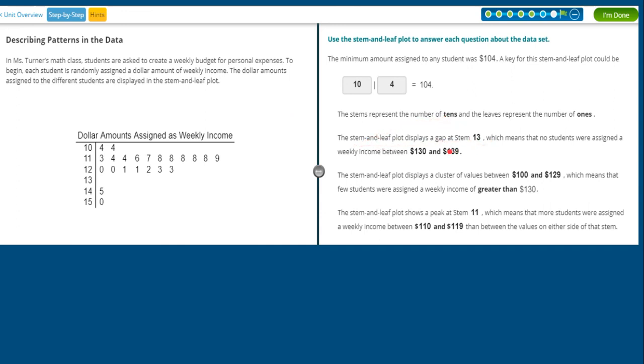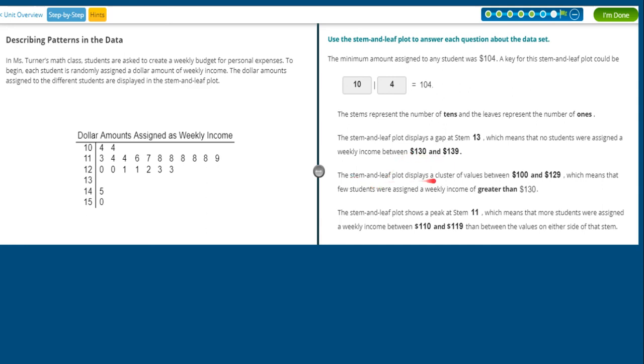So I just went over that part, and then it says the stem and leaf plot displays a gap at stem 13. So here's the gap again, which means that no students were assigned a weekly income between $130 and $139. So this gap represents from 130 all the way to 139 because you could have number 0 all the way to 9 in that stem. So that's where we get 130 and 139. It's that whole representation of numbers.